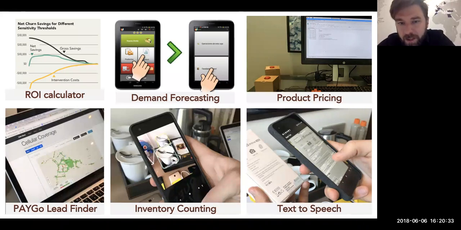Okay. And so this is a few examples. The left two are examples of solutions that could be useful in the pay-as-you-go space, and the right four are examples that could be useful in the small merchant space. Just to pick two examples, the ROI calculator is a solution that allows a pay-as-you-go solar originator to determine whether an intervention is worthwhile in terms of recouping costs or saving a net positive amount. So based on this metric, which customers should I go and intervene with that have a potential to churn, versus which customers are likely to churn no matter what the intervention.